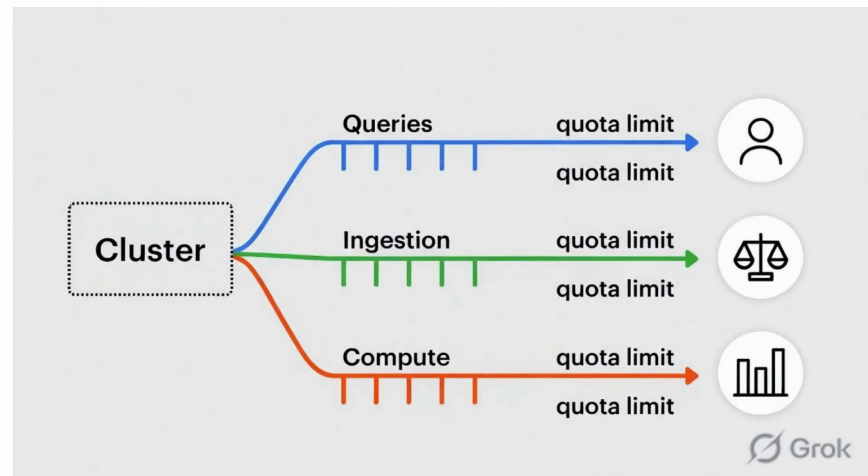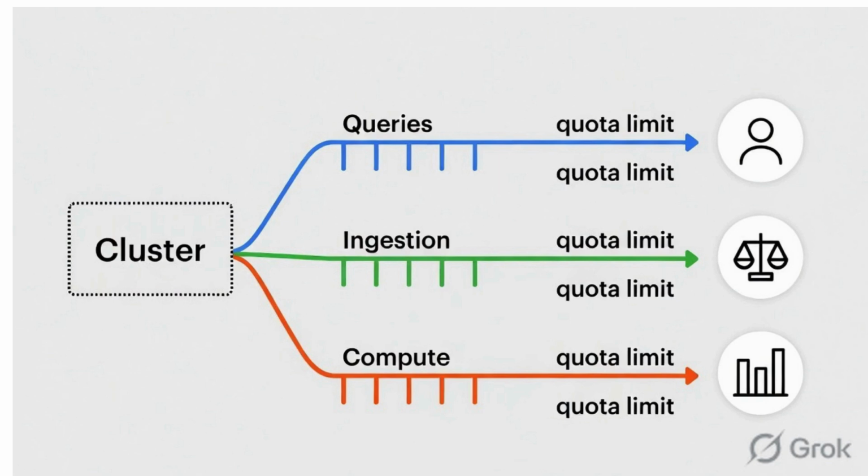Look at this diagram. It shows how quotas keep everything balanced in an ADX cluster. In the center is the cluster itself. 3 main branches come out. Top branch for queries, people icon, how many queries can run at once. Left branch for ingestion, data flow arrow, how fast data can come in. Right branch for compute, CPU, memory bars, how much processing power is available. Each branch has a hard quota limit line capping it. That's the enforced boundary so no single workload hogs everything.